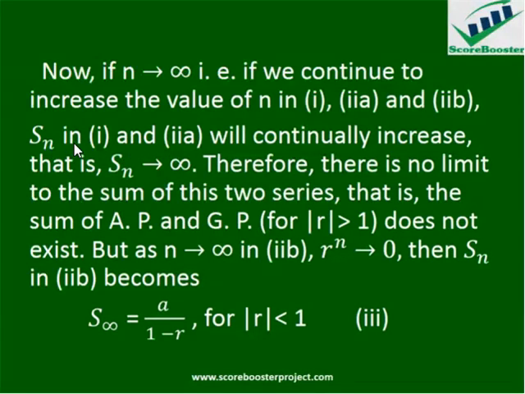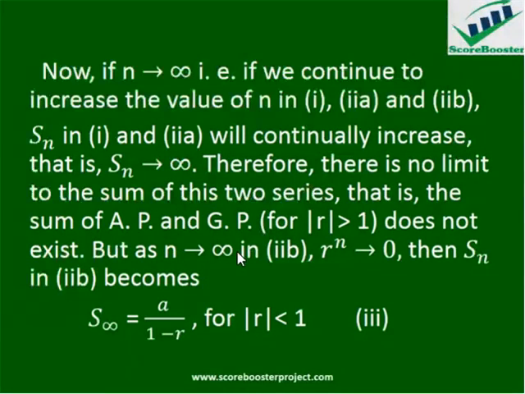S subscript n in 1 and 2a will continually increase, that is Sn tends to infinity as n tends to infinity. Therefore, there is no limit to the sum of these two series, that is the one for sum of AP and sum of GP for absolute value of r greater than 1.